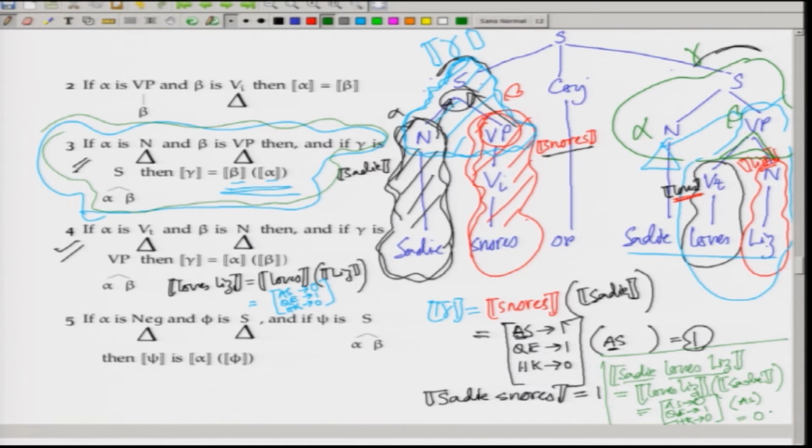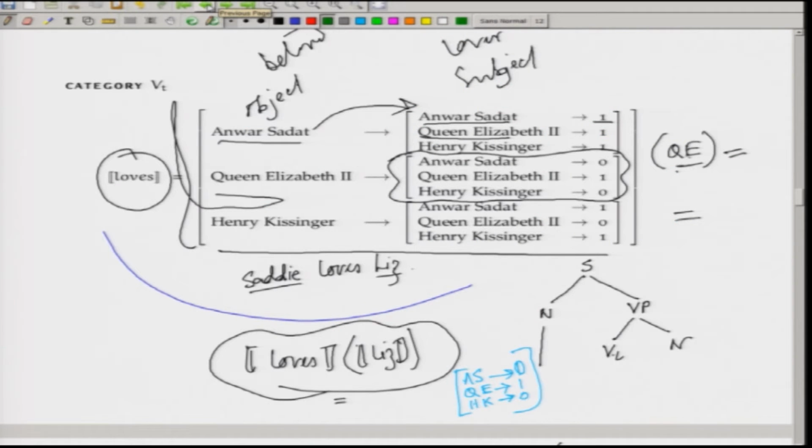We can get back to the structure of loves and verify whether this is true or not. It is here. Now, you see it is pretty true. So, Liz is Queen Elizabeth, right? So, now we can see that this is the object, and for the subject we have to look for Anwar Sadat. Now you see SADI actually does not love Liz, because this combination gives 0. So, that is the reason.